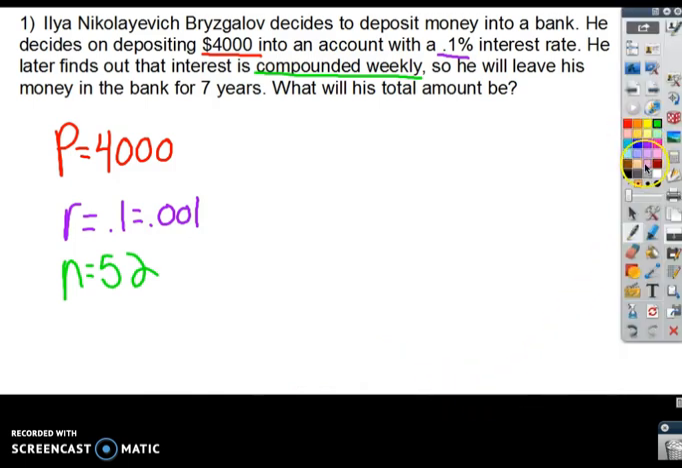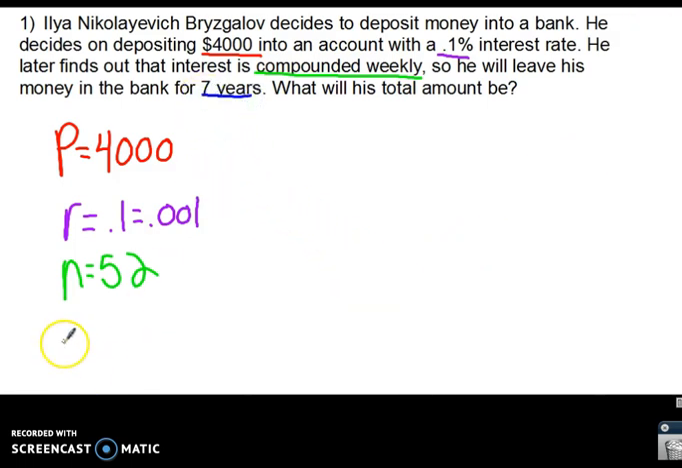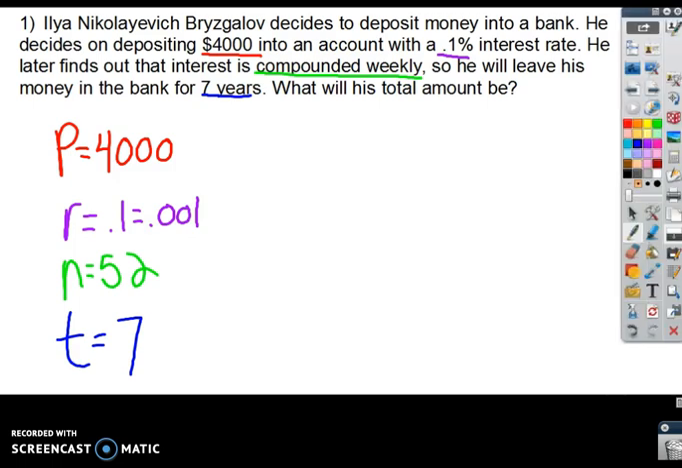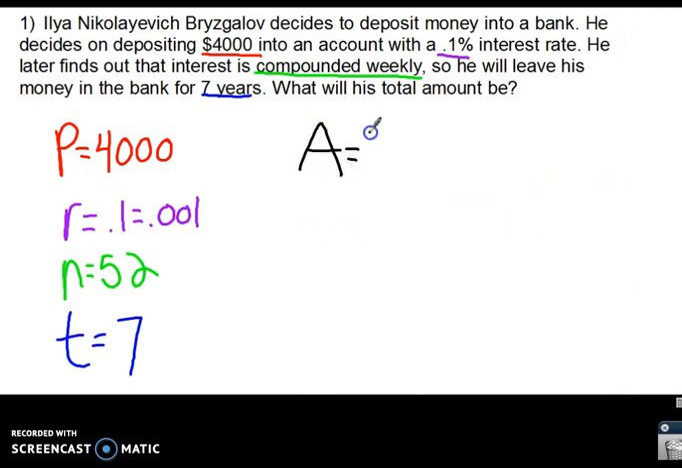Now, why am I using this formula, you might ask? Other than because it looks cool, which it does. I'm using this formula because they tell me the interest is compounded something other than continuously. Anytime it's something not continuous, it brings me back to this longer formula that I've got currently in front of me.